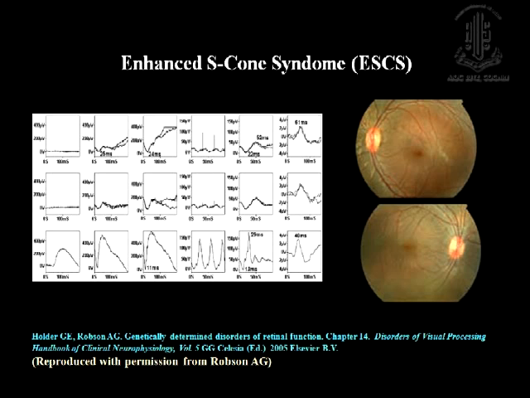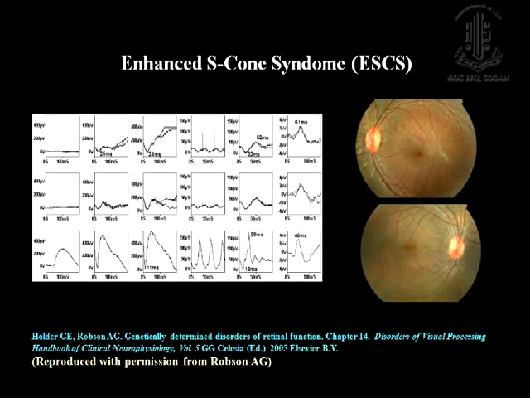This is another interesting condition, enhanced S-cone syndrome, which clinically presents with night blindness or maculopathy, and it looks very similar to RP, except that it doesn't have the classical phenotypic appearance of RP, but symptoms-wise and full field ERG-wise, it more or less looks similar at a cursory glance.